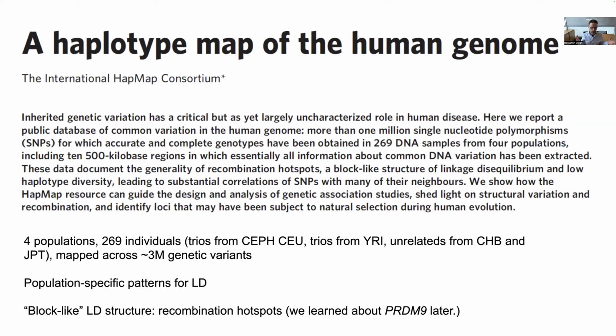So, this project, the HapMap project, surveyed 4 different population groups, mapping and genotyping 3 million genetic variants. It took 3, 4, 5 years to capture that variation, but it was a huge resource. It really elucidated population-specific patterns of LD is something that we need to really think hard about.